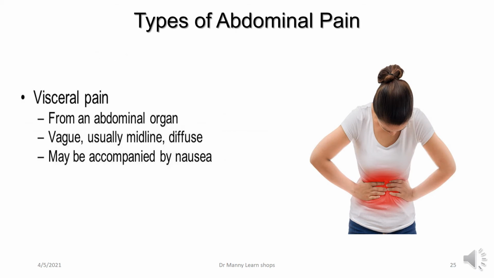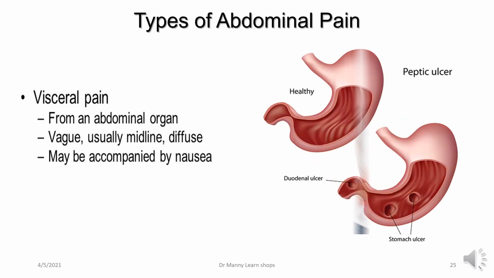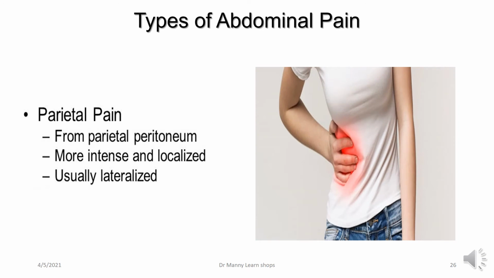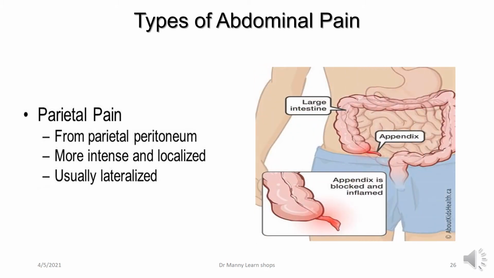Okay, what are some of the types of abdominal pain? Well, you've got visceral pain, which basically means from an organ. Typically it's vague, diffuse, hard to locate, hard to be specific, but typically it's located midline. And it may be accompanied by nausea. It may be related to an ulcer, whether it's a gastric, sometimes called peptic, or duodenal, also sometimes called peptic ulcer. Then you've got parietal pain, which is from the deeper regions in the peritoneum, and it's more intense and localized, usually to a side, usually the right upper quadrant, or the right lumbar region, or the right iliac region. And this could be related to your appendix being inflamed.